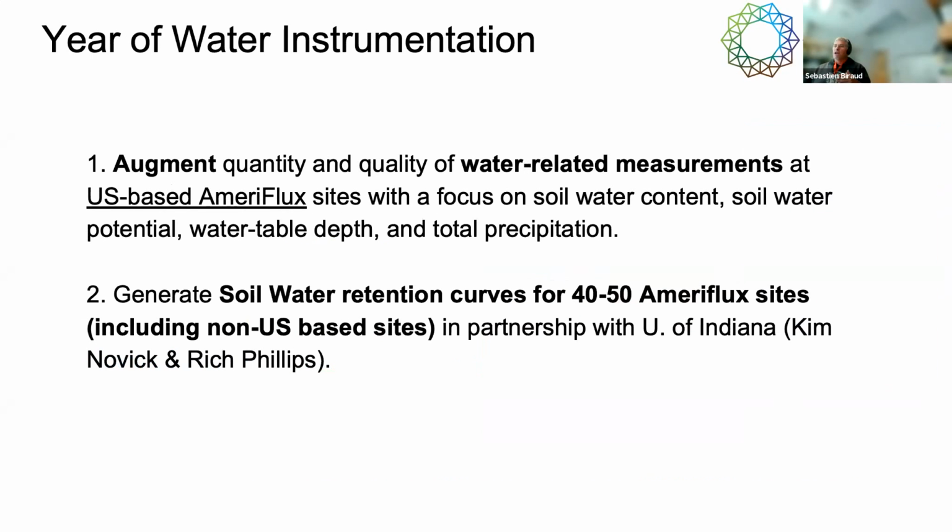Next slide. As Trevor mentioned, we recently launched the Year of Water Fluxes, and this led to several near-term actions. In particular, we want to increase the quality and consistency of water cycle measurements across the network. There are two thrusts to this effort. First, we're going to augment water-related measurements at select AmeriFlux sites, for soil water content, soil water potential, water table depths, and total precipitation. We're in the process of selecting sites. We've started the work with surveys, and we got a response, so we're putting together a list of sites that we're going to contact one by one.